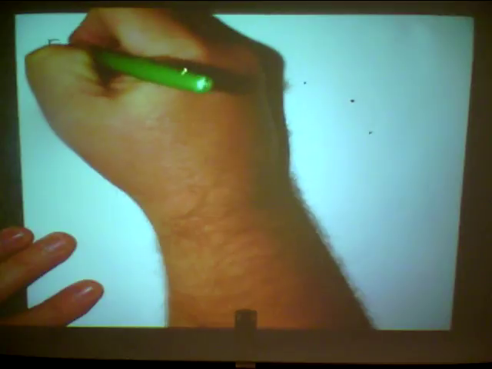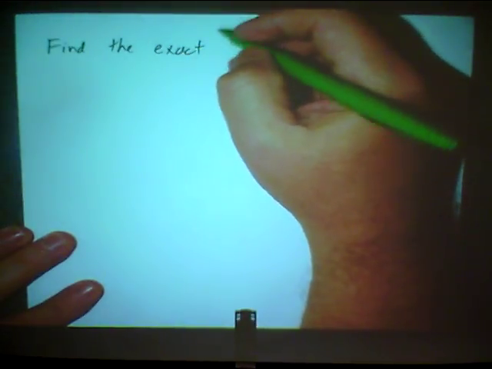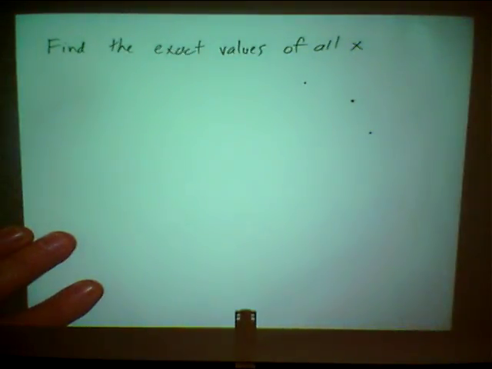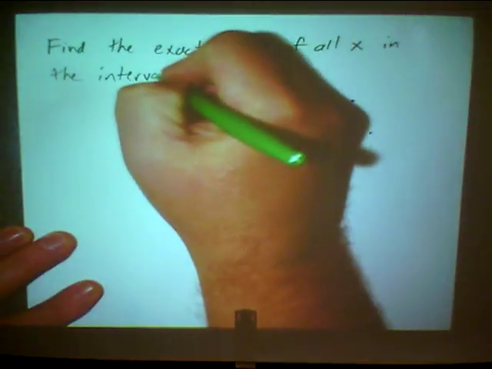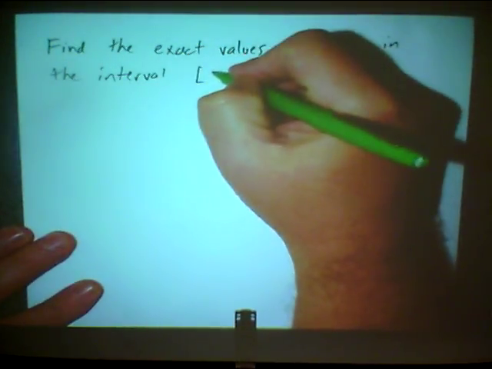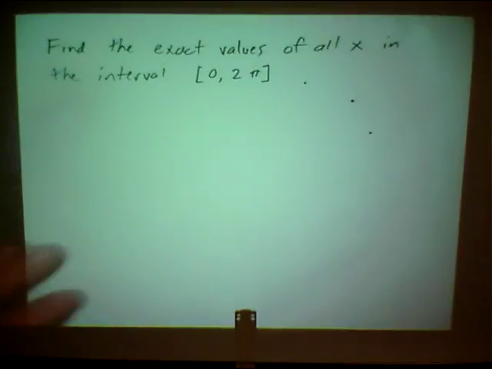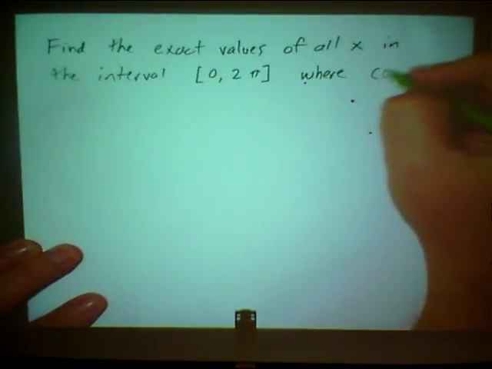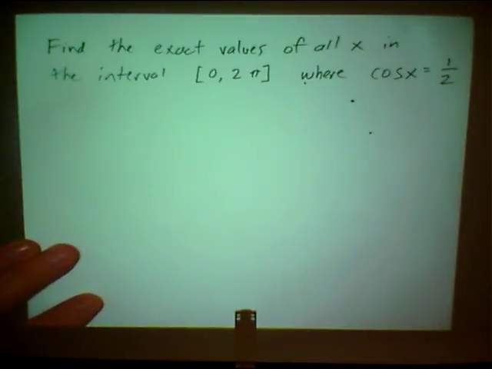It says find the exact values of all x, meaning the variable x, in the interval [0, 2 pi], where cosine of x equals 1/2. So that's a typical kind of trig problem.